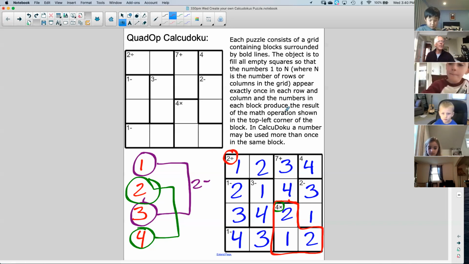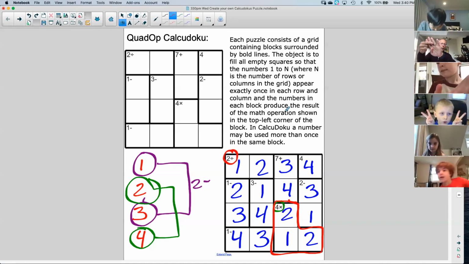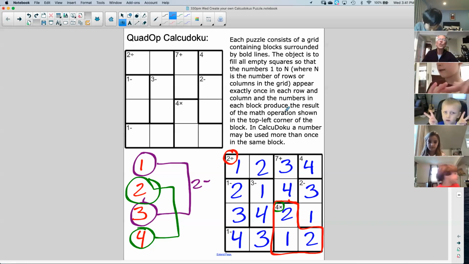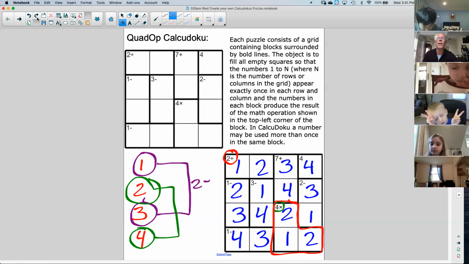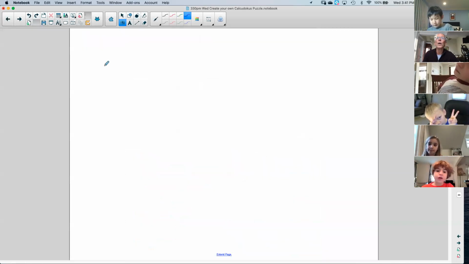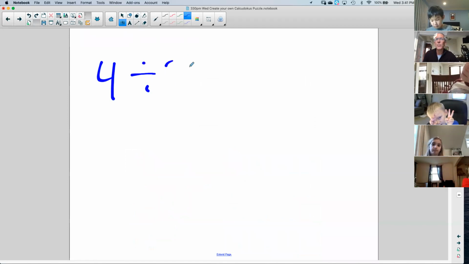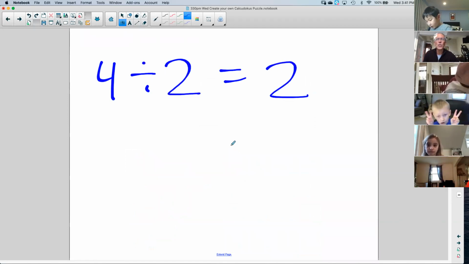So guys, everybody put up 4 fingers. Now, I want you to cut that into 2 groups. So if you say 4 divided by 2, each group has how many? 2. Each group has 2. So 4 divided by 2, and I'll write that out for you. So we know that 4 divided by 2 is 2.